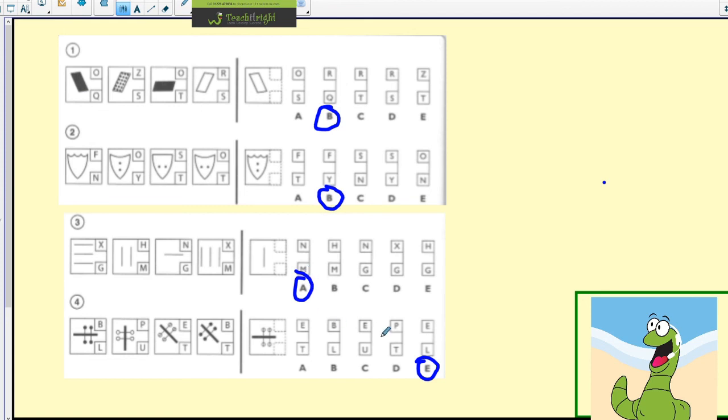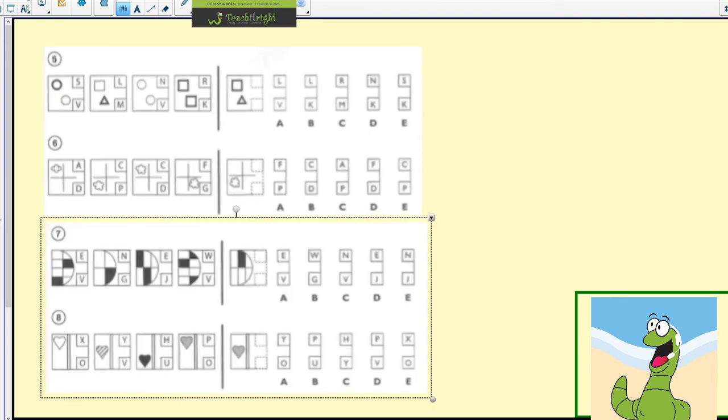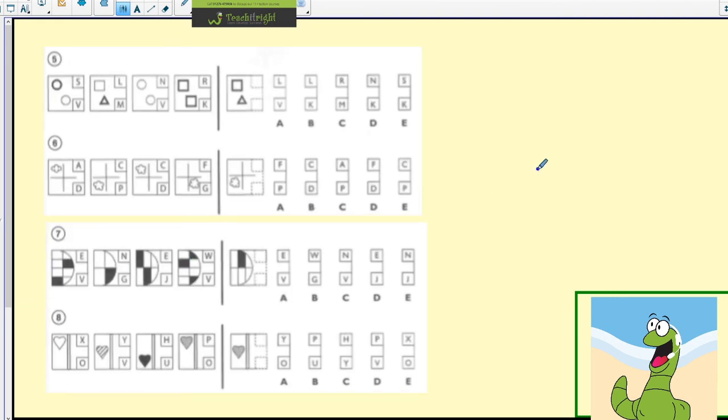Question 4, the upper letter signifies the colour of the small dots. The lower letter signifies the orientation, the direction of the bold line, be it diagonal, horizontal or vertical. 5, 6, 7, and 8. So question 5 is C. 6 is A. 7 is E. And 8 is D.